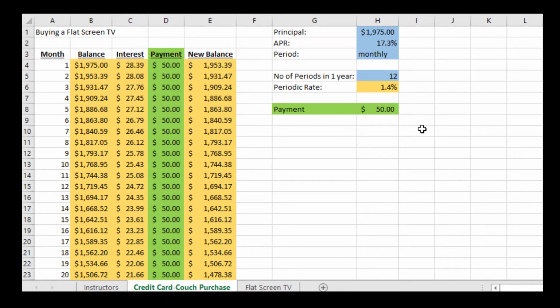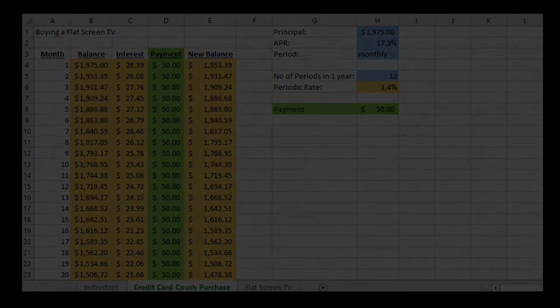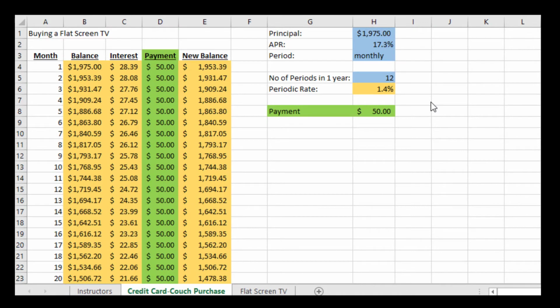I want you to think about that. I'm going to hit pause. You can think about how I'm going to figure this out. Okay, so I'm going to now just figure out how much I paid in total for this $1,975 laptop. I paid more than $1,975. What did I pay besides the principal? I'm letting you think. Yes, I paid the interest.